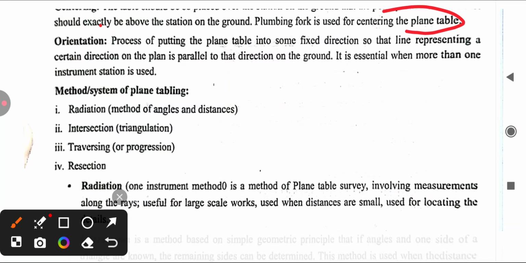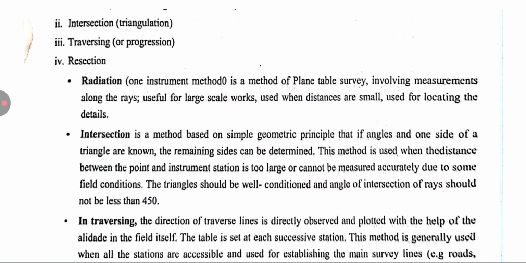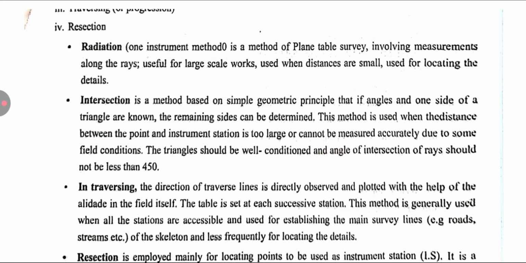Orientation is the process of putting the plane table into some fixed direction so that a line representing a certain direction on the plane is parallel to the direction on the ground. It is essential when more than one instrument station is used. Methods of plane tabling: radiation, method of angle and distance, intersection, triangulation, traversing or progression, and resection.